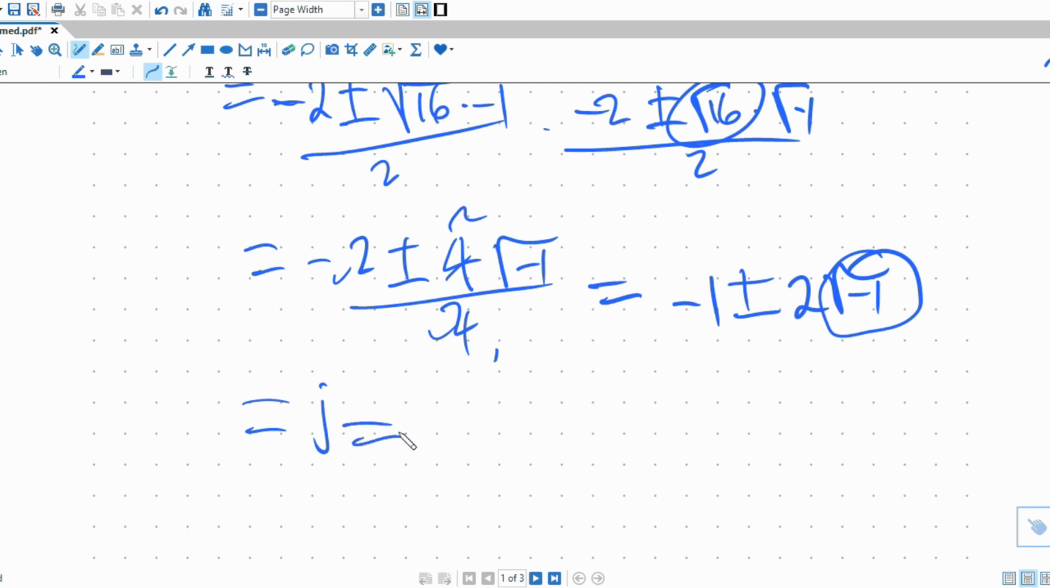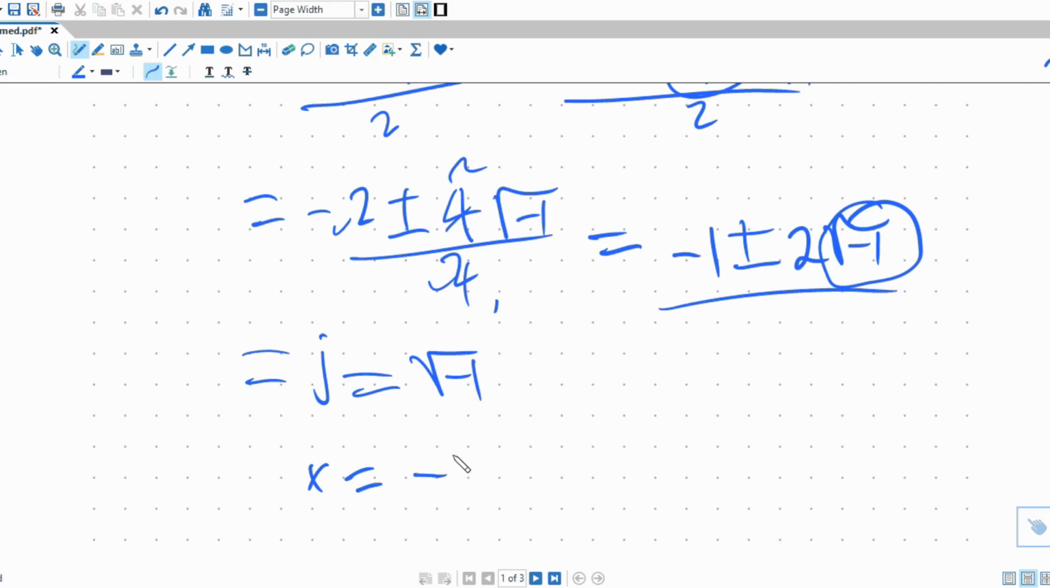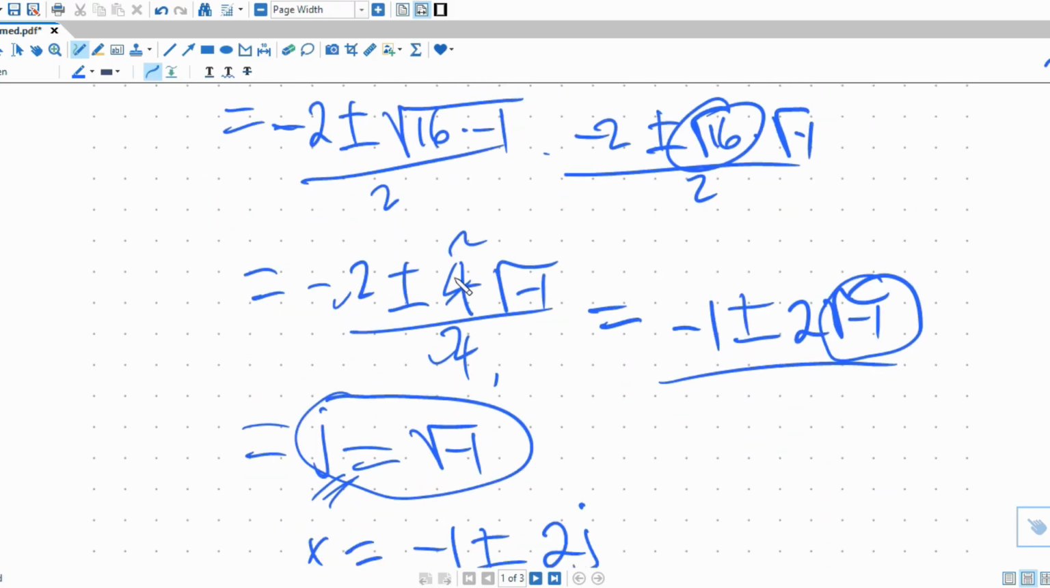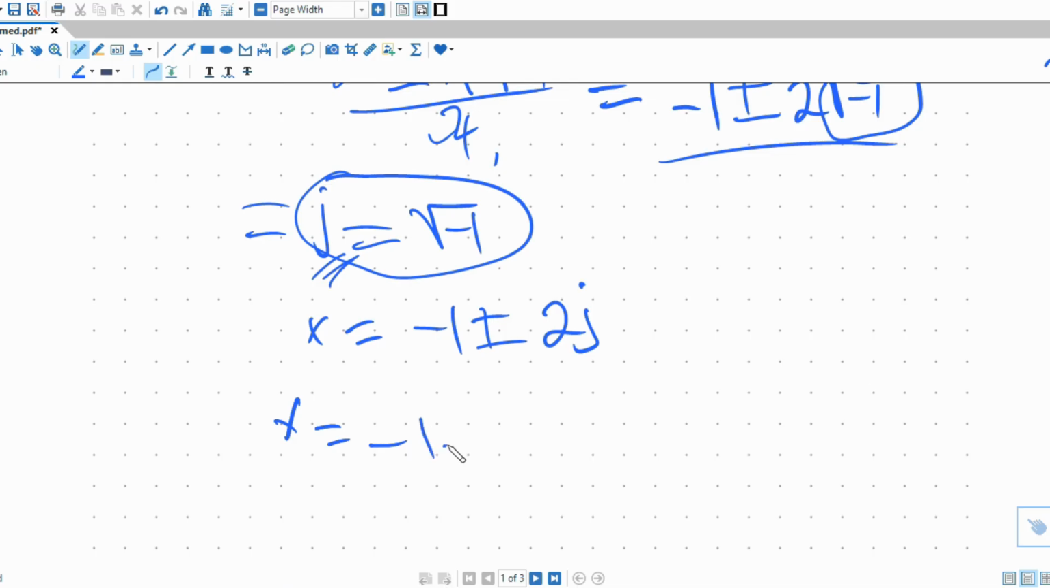So the operator j is usually equal to the square root of -1, so that the expression here becomes x equals -1 plus or minus 2 times j, without forgetting the fact that j equals the square root of -1. j is used in mathematics to denote the square root of -1, so that the solution to the original quadratic equation becomes x equals -1 plus 2j, or -1 minus 2j. So those are the two solutions to x.